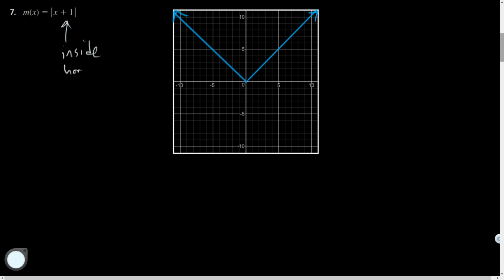Inside means it's going to be horizontal. I'm not multiplying, I'm adding, okay? So it's going to be a shift. Shift right. To the left. Right. Left. Because for horizontal, it's the opposite of what you would expect. So it's going to be left 1. Okay? So every point on this, it's going in the opposite direction that you'd expect. Right? +1, but I'm moving in the -1 direction.